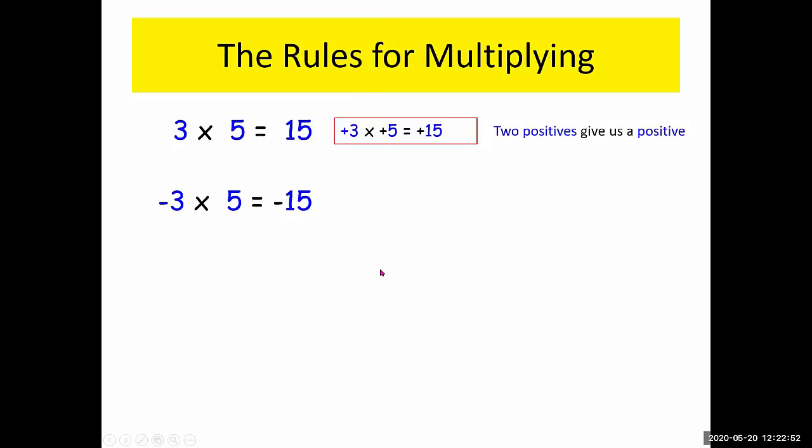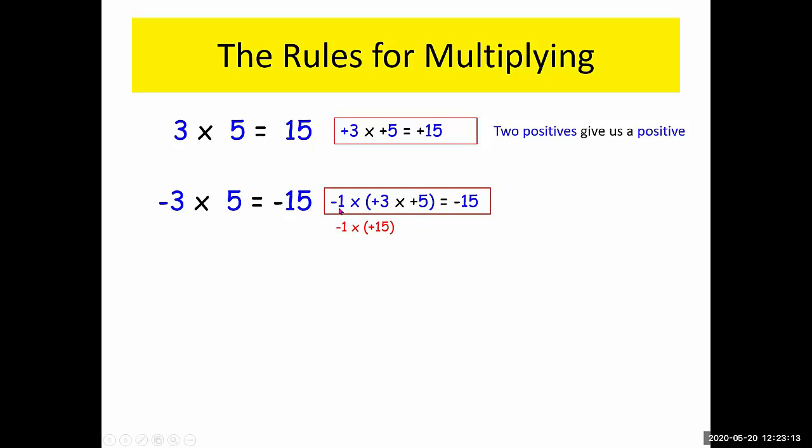What's really going on here? What's really going on is I've got a minus 1 times a plus 3. This minus 3 is really a minus 1 times 3. So I've taken the minus 1 outside and left the 3 on the inside. So I end up with a positive 3 multiplied by a positive 5. Now a positive 3 times a positive 5 will give me a positive 15.